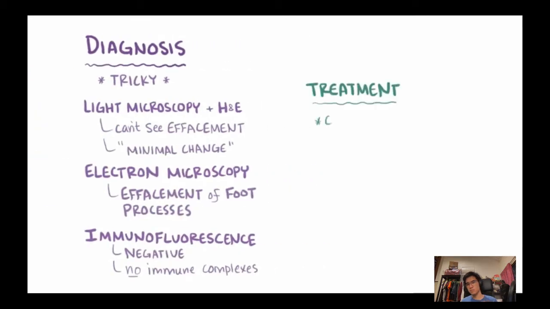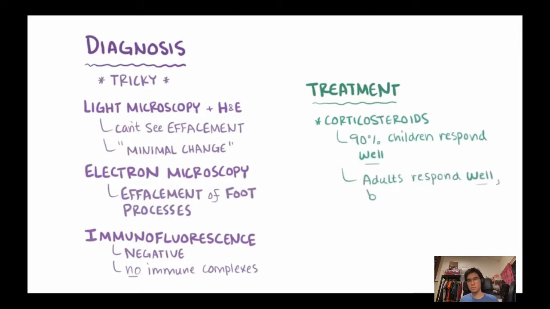Treatment of minimal change disease is typically corticosteroid therapy, of which about 90% of children respond very well. Adults also respond well to corticosteroid therapy, but the response is generally slower. In both cases, though, there's a potential for relapse.